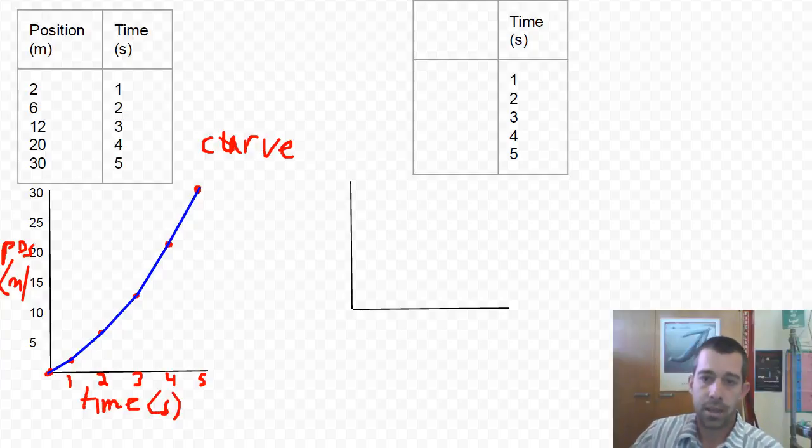Okay, so let's go ahead and find the slope for each part. So this first part goes up 2 meters and over 1 second. So that's a velocity of 2 meters per second. And we're going to write that into this chart over here. Use a different color actually. So we're going to go up and over. We're going to write that into the chart here. It's going to be velocity in meters per second.